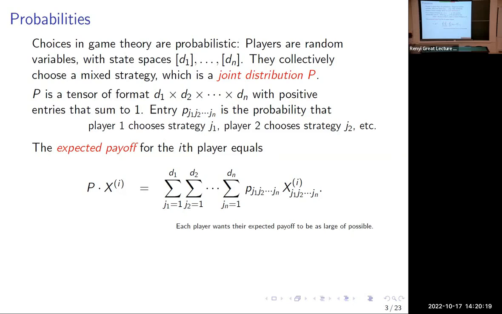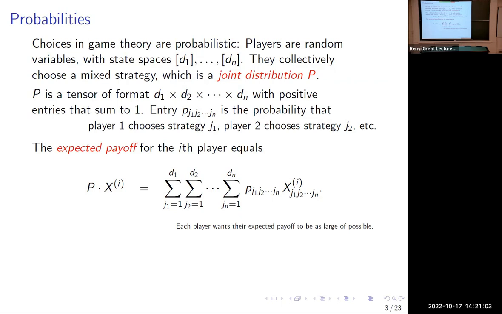So again, the interpretation: the p_{j_1 ... j_n} entry is the probability of the event that player 1 chooses j_1, player 2 chooses j_2, and so on. Now, what's in it for the player? Well, they will receive a payoff. And since it is probabilistic, there is an expected payoff. So the expected payoff for the ith player is the dot product of the vectorization of the payoff table and the vectorization of the distribution. I simply take the product of corresponding entries and add them up. And so this is the expected payoff.